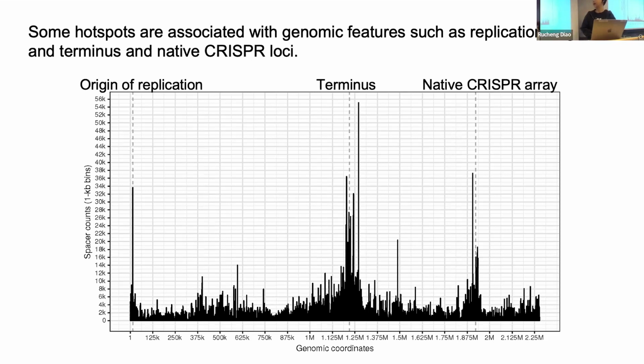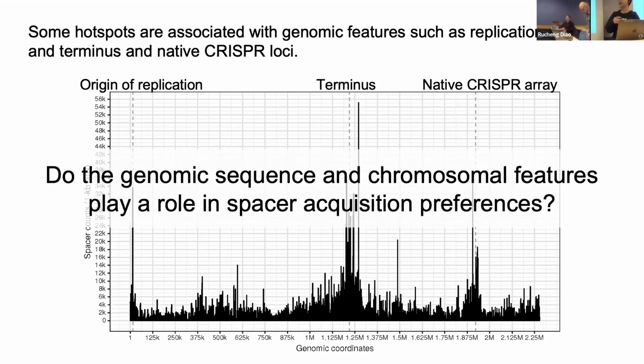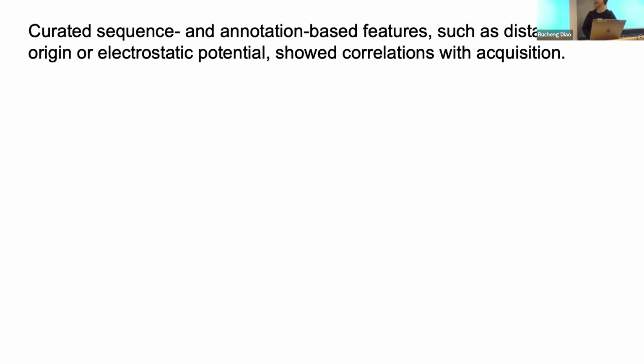So that is the data we see, but with the sparse annotation and everything, we want to know: do the genomic sequence and the chromosomal features play a role in the spacer acquisition preferences? So that's the data part, and that's what led us eventually into dealing with this question from a more statistical point of view.